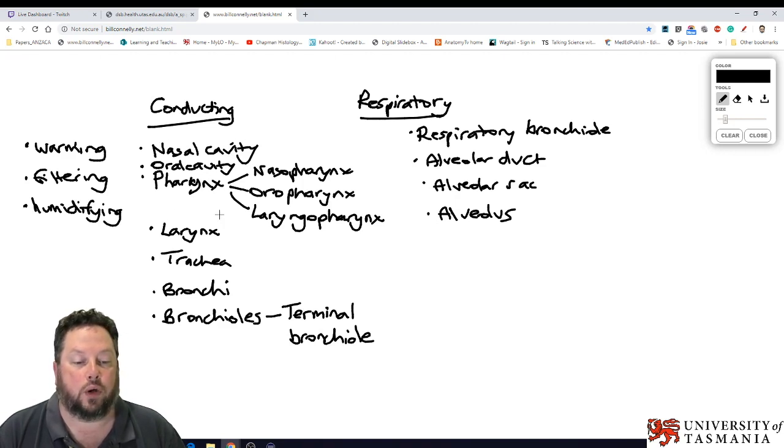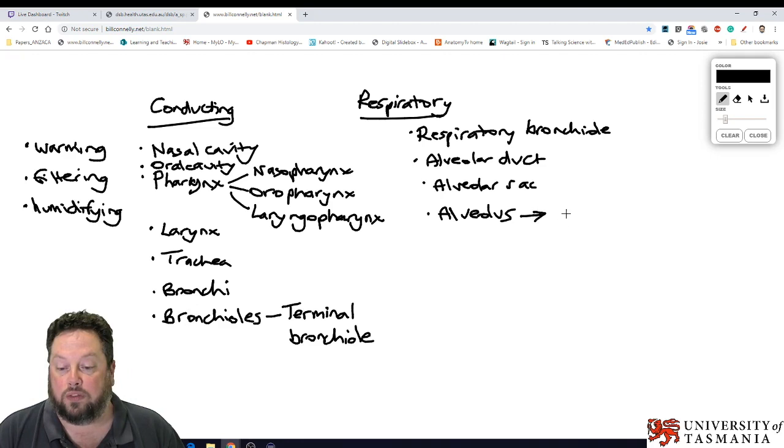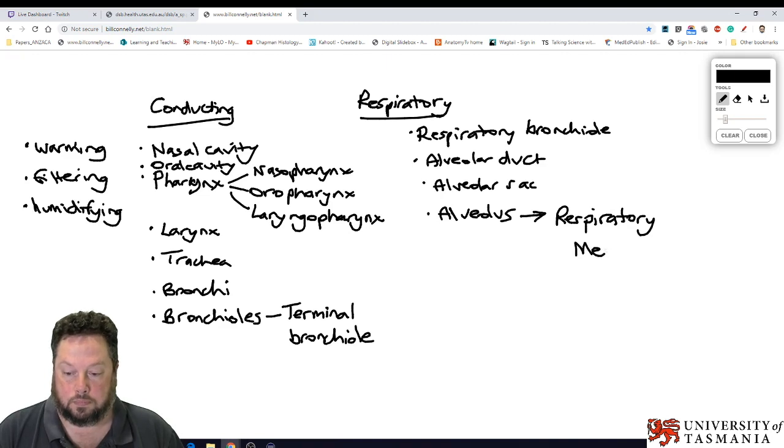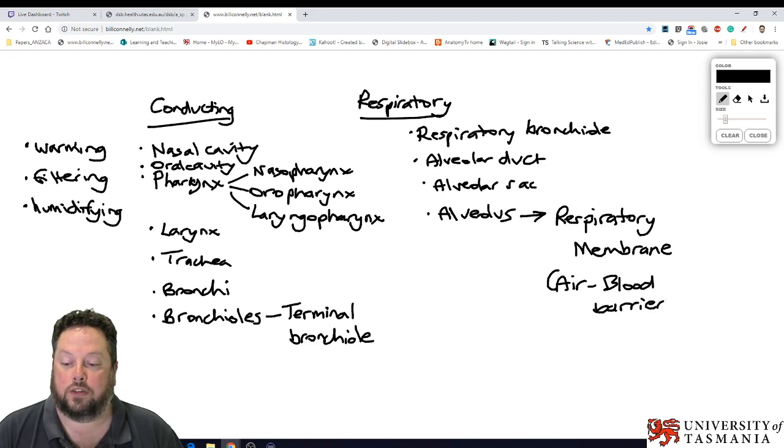We're going to be looking at different components of these as we make our way down, eventually leading to the alveolus, of course, and the alveolus is where we find, well, all of these actually contain examples of it, but where we find the respiratory membrane. And so we'll be talking about the structure of the respiratory membrane. It's also sometimes known as the air-blood barrier. I don't know if you've seen that term before, the air-blood barrier.